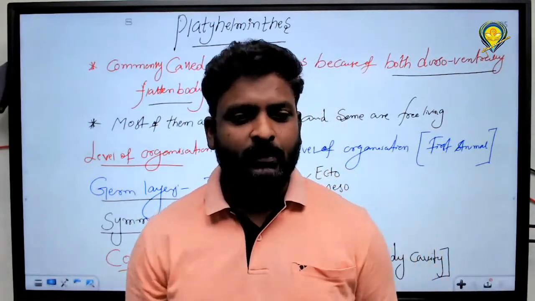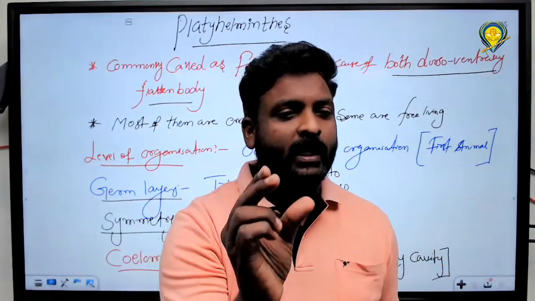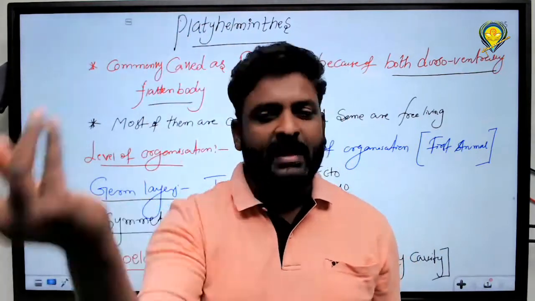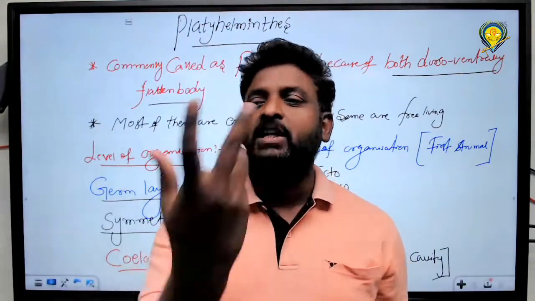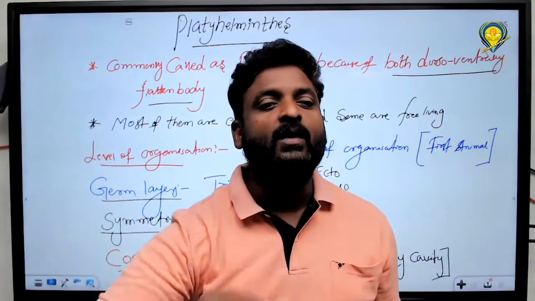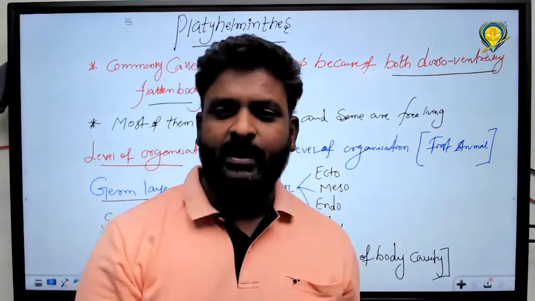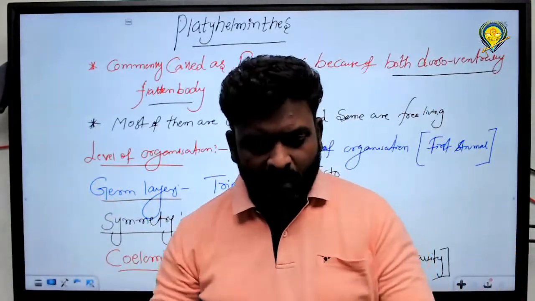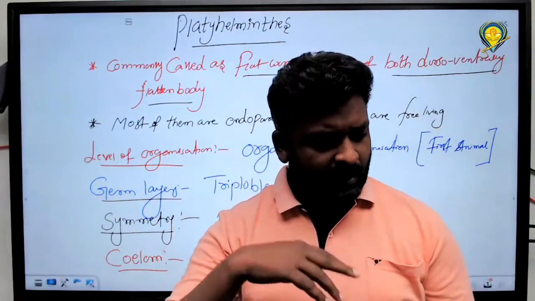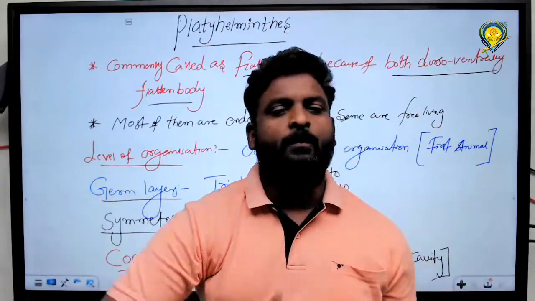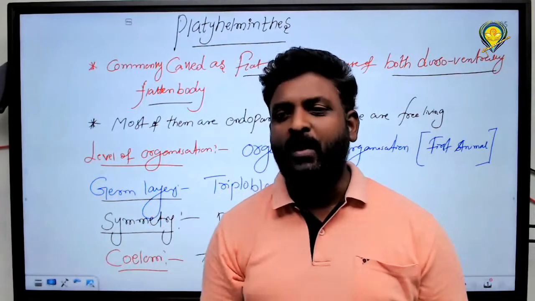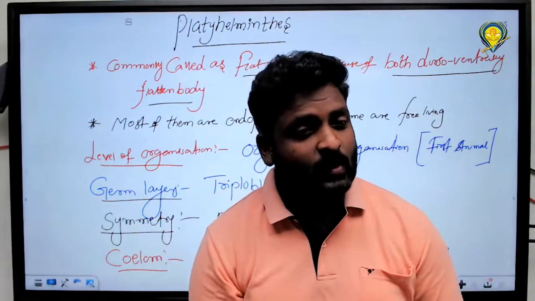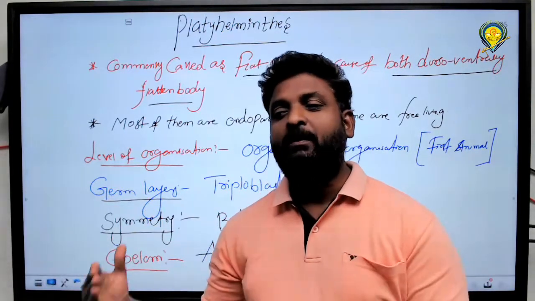So what I'm telling you is there is only one opening. That one opening serves as both the mouth and anus, meaning ingestion and egestion: intake of food and sending out of excretory waste. Got it? That is digestion. Next, after digestion, circulation. It does not belong to circulation, right? There is no importance. And next, excretory is there. And respiratory also is not needed because most of them are parasitic, right?